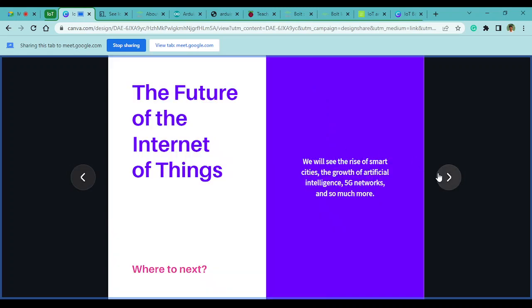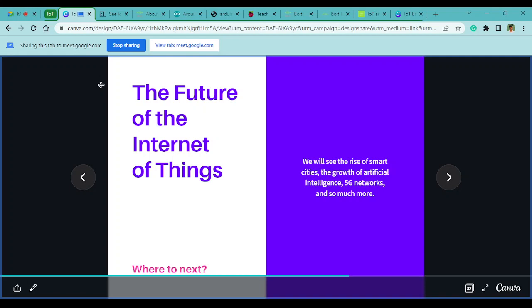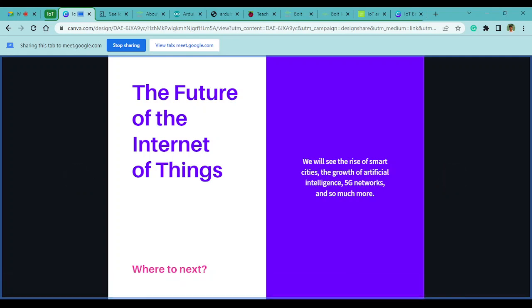And this is actually the future of Internet of Things, guys. So where do we go next, right? We will see the rise of smart cities that we have even in India, the growth of artificial intelligence, 5G networks, and so much more. And it's all going to be connected. Recently we are also seeing the boom of Web 3.0, the metaverse, and virtual environments. Every single technology is going to be correlated with each other, and in that way we are going to generate a huge amount of data, right?